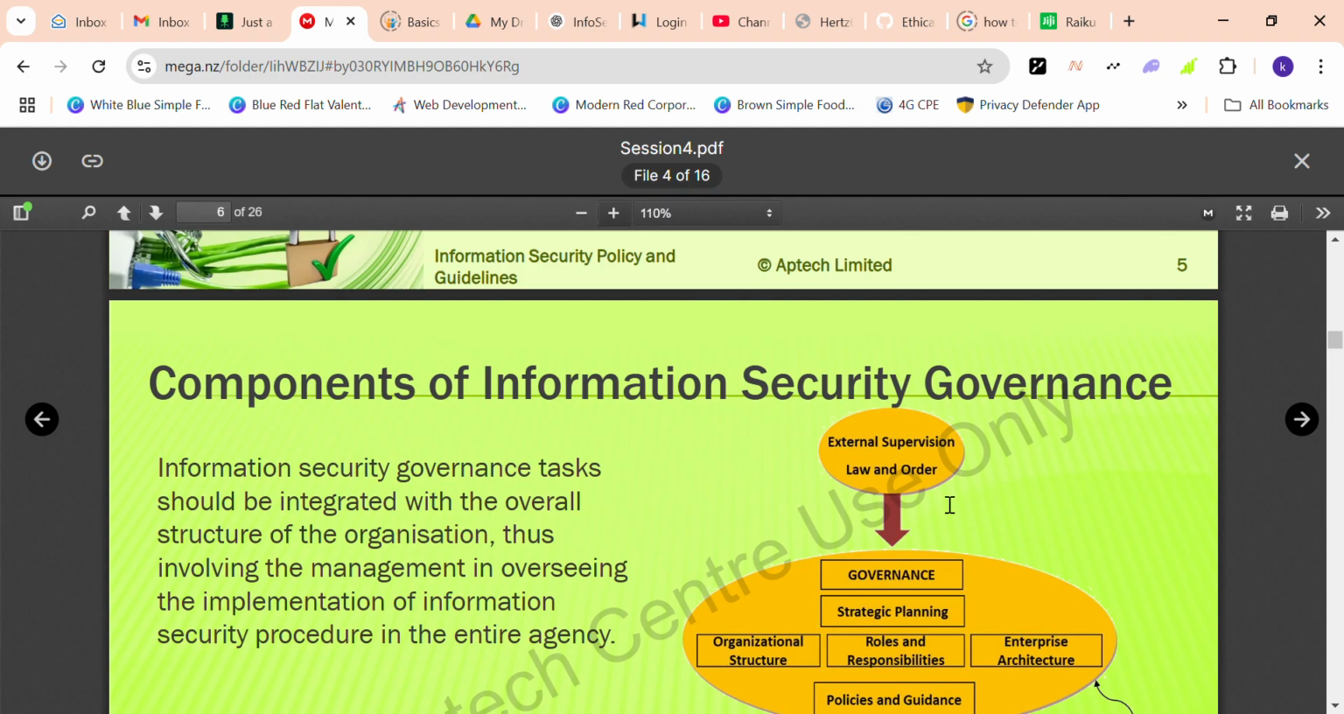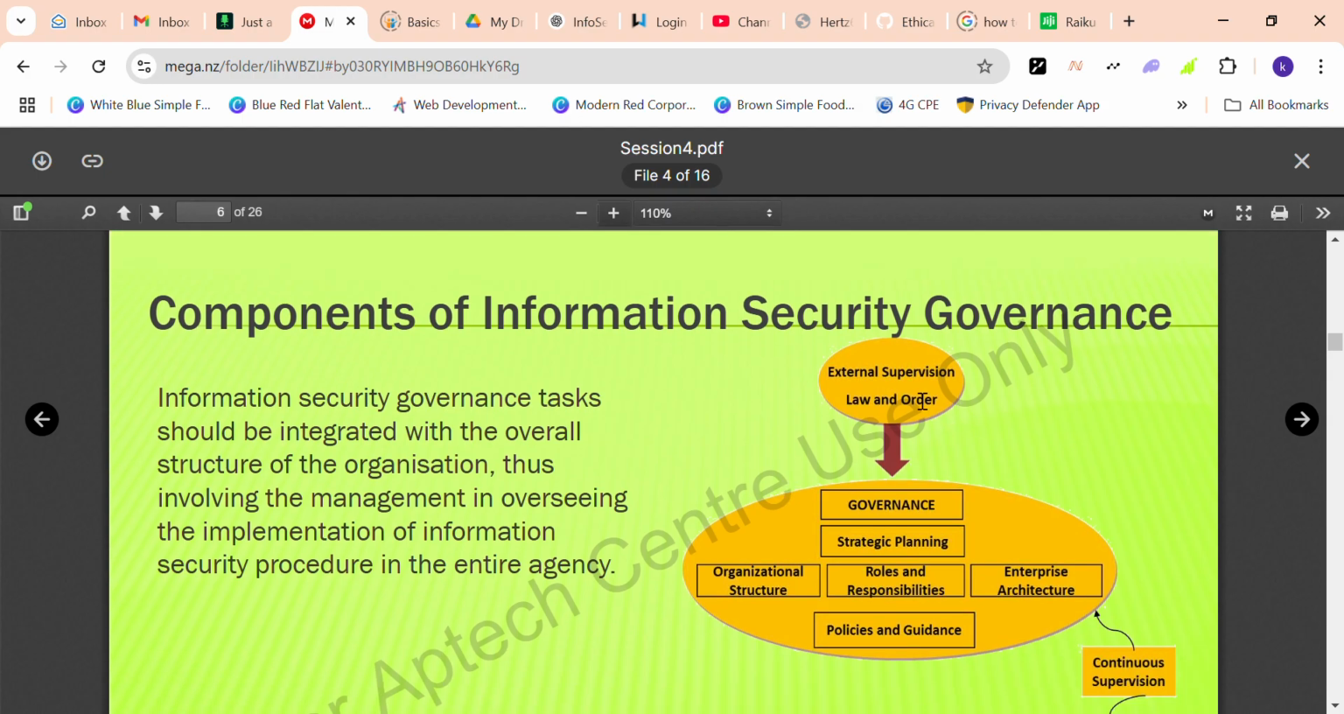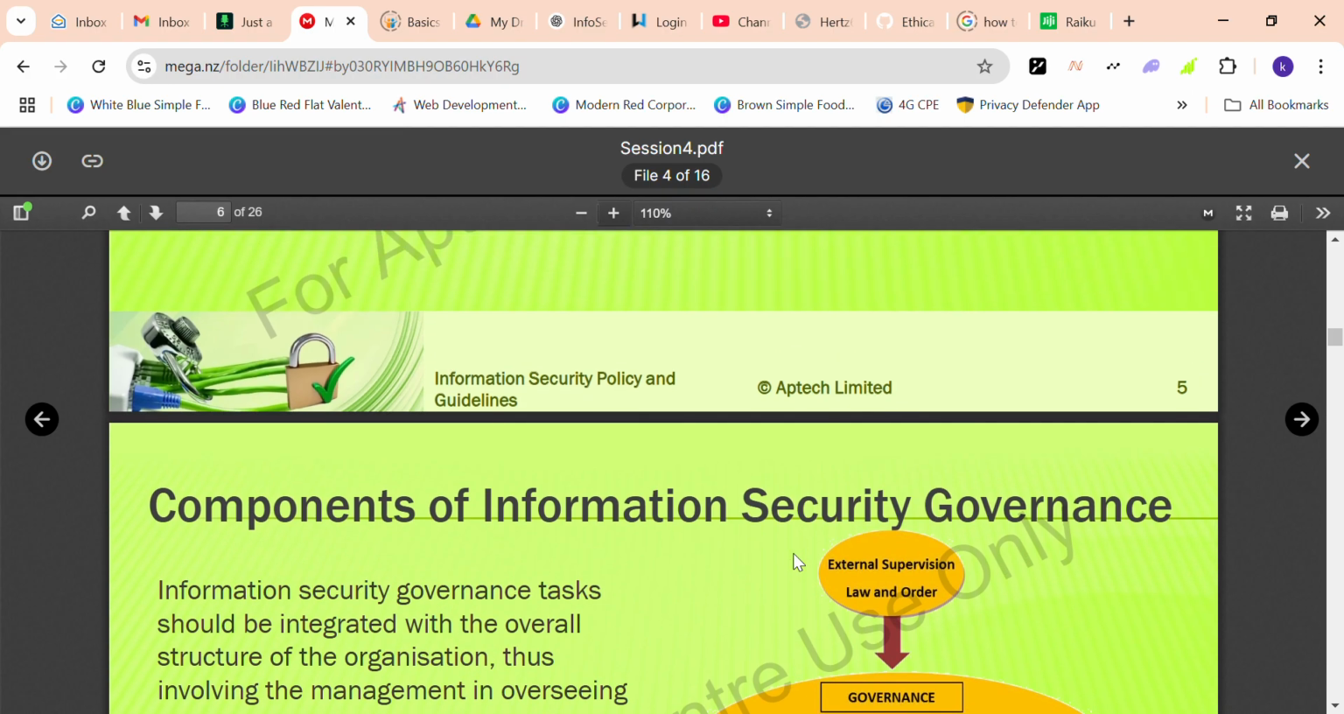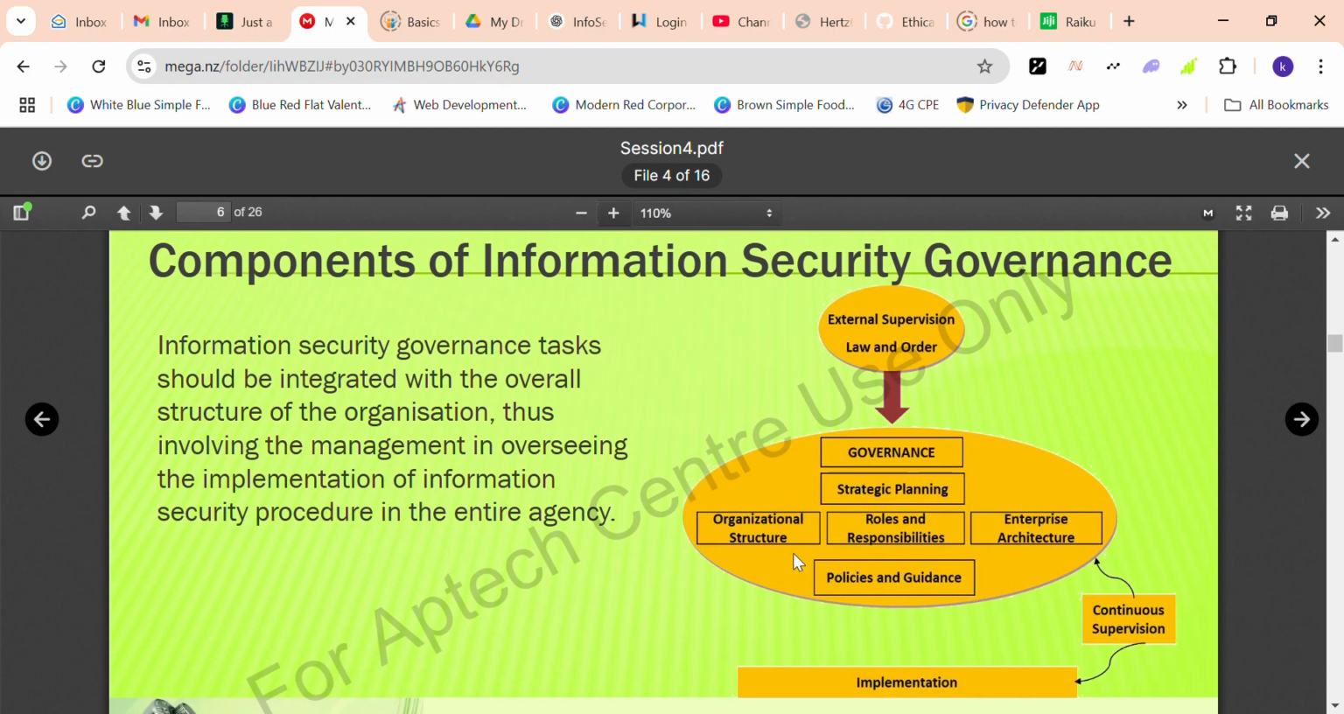Components of information security governance. These are the components: external supervision, law, and order. From there, we move to the governance, strategic planning, organization structure, roles and responsibility, enterprise architecture, policy and guidance, continuous supervision, then implementation. All these things make up the components of information security governance. These are the things that oversee the implementation of information security procedures in the whole organization, the entire organization.